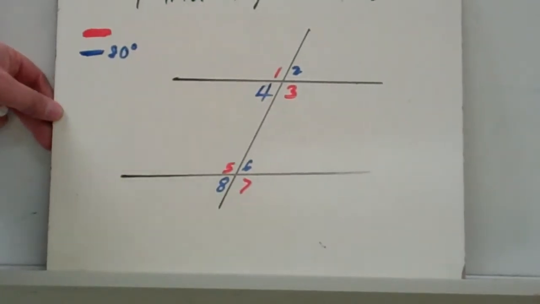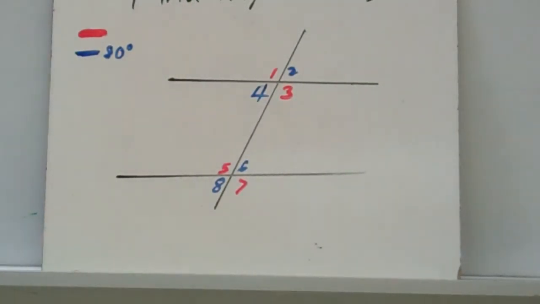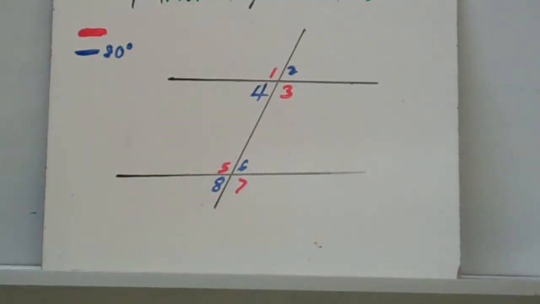Okay, so using our knowledge of these angles, we can determine angle measures. Okay? So, again, I have my transversal drawn, and in this case, I've got angles 1, 3, 5, and 7 in red, and angles 2, 4, 6, and 8 in blue. Again, showing the angles that would have congruent measures.